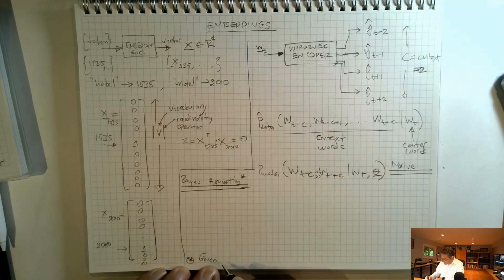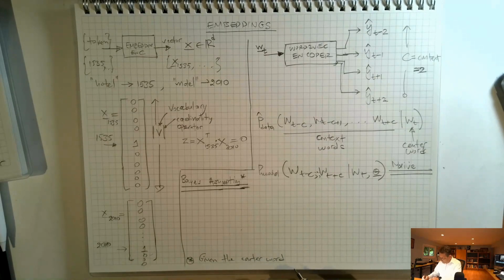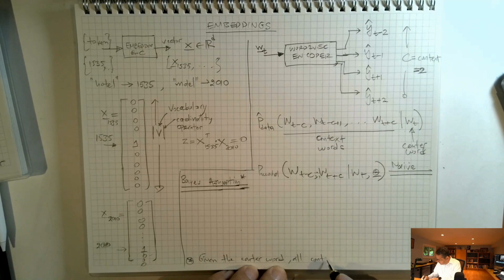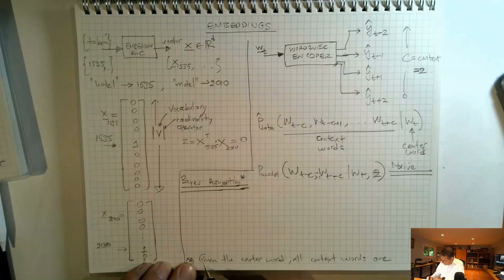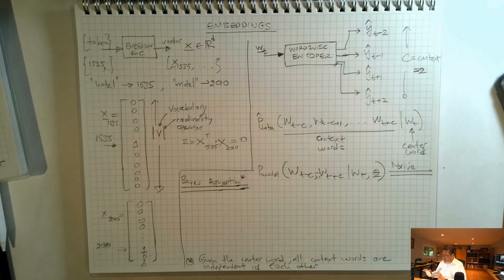But here it means that given the center word, all context words are independent of each other. So this is the assumption behind naive Bayes, and it makes some sense. It's a simplifying assumption, and how successful this will be, of course, will be judged at the end from the results.